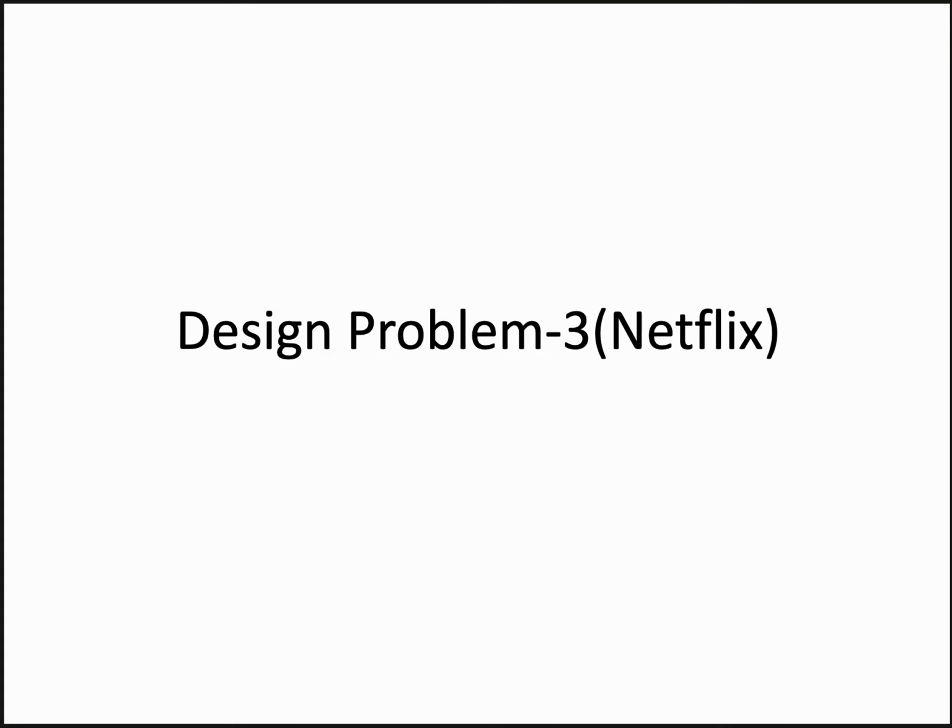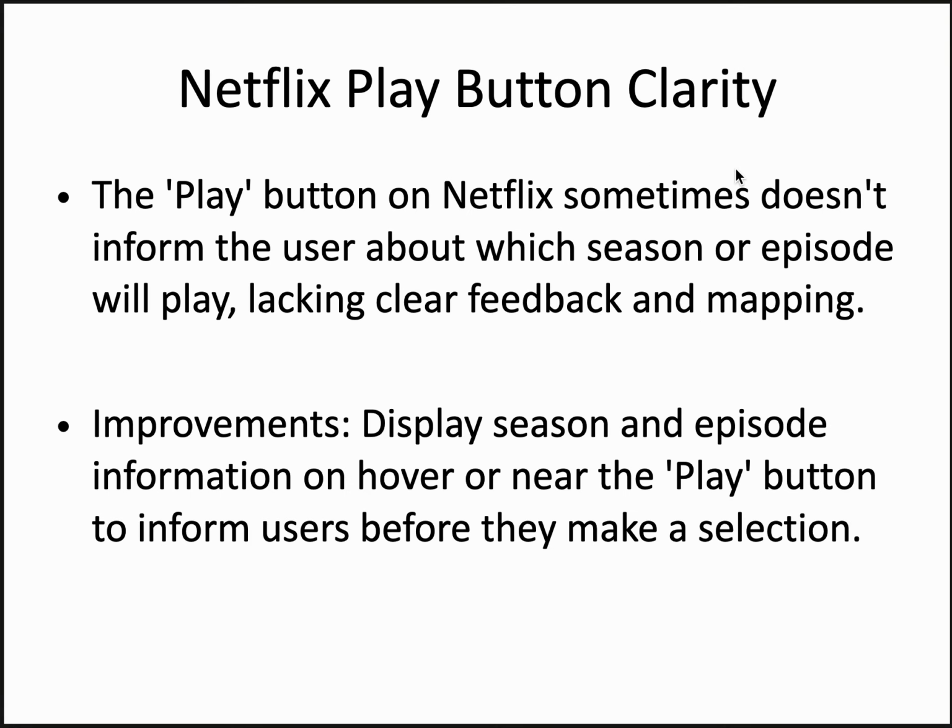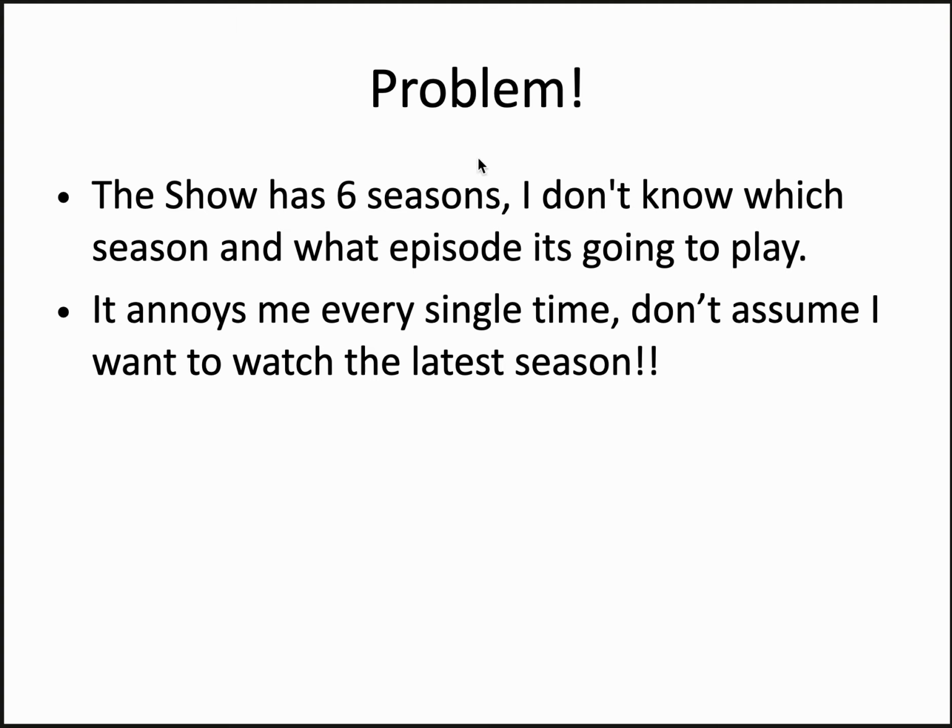Design problem 3, Netflix. So again, the play button on Netflix sometimes doesn't inform the user about which season or episode it will play, lacking clear feedback and mapping. So a lot of improvements can be done. Let's look at the problem. The show has 6 seasons. I don't know which season or what episode is going to play, every single time. Let's look at what I mean.